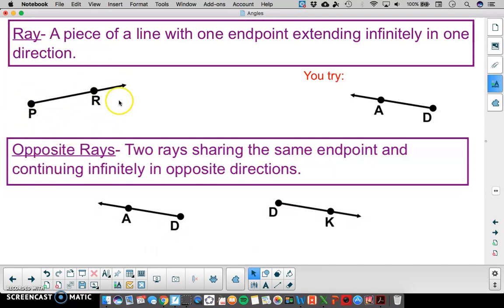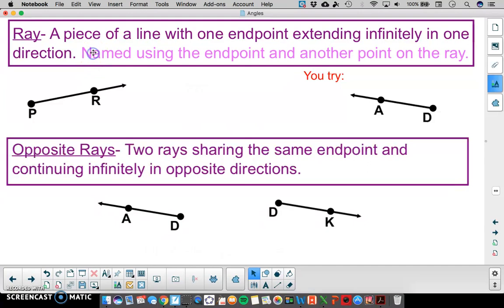So we have this ray here. P is its endpoint, and then it extends infinitely in the direction of point R. We name a ray using the endpoint first and then another point on the ray. So we would name this ray PR.